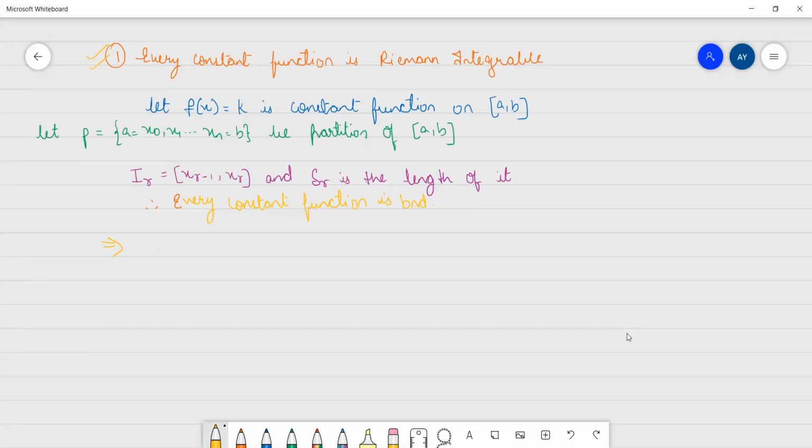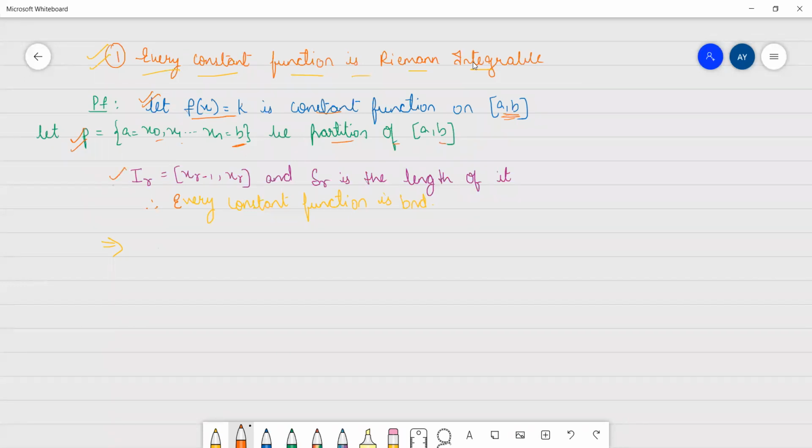So the next theorem that we have is: every constant function is Riemann integrable. To prove this, we'll just make use of a constant function. That is, let f(x) = k, which is a constant function, on the interval [a, b], a closed interval. And then we'll define a partition P = {x0, x1, ..., xn = b} of [a, b].